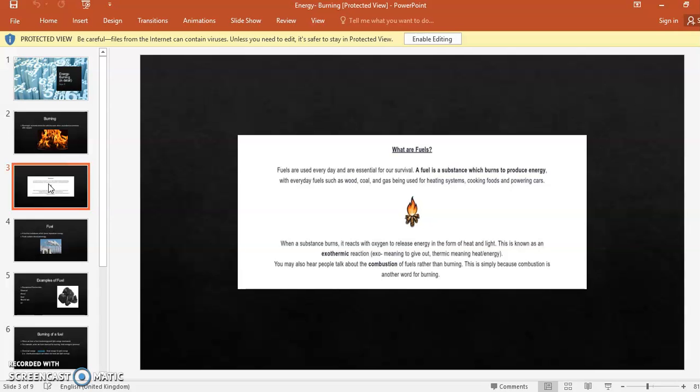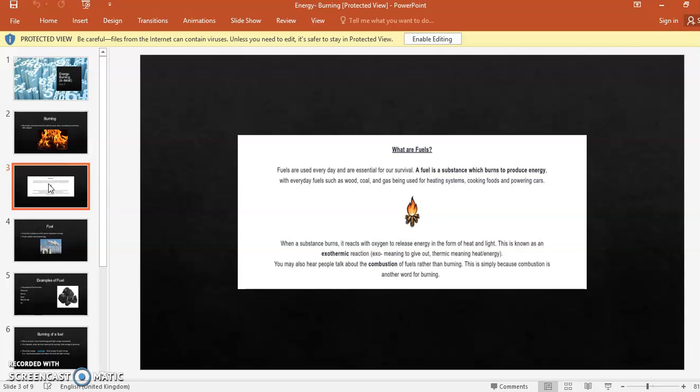Now see, what are fuels? Fuels are used every day and are essential for our survival. A fuel is a substance which burns to produce energy, with everyday fuels such as wood, coal, gas being used for heating systems, cooking food and powering cars. When a substance burns, it reacts with oxygen to release energy in the form of heat and light. This is known as an exothermic reaction. Exo means to give out and thermic means heat or energy.